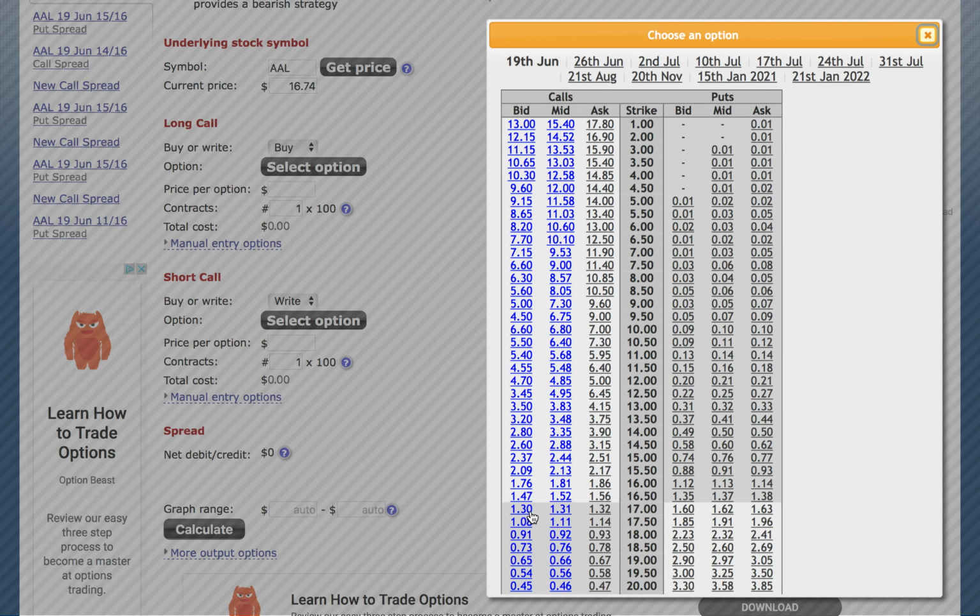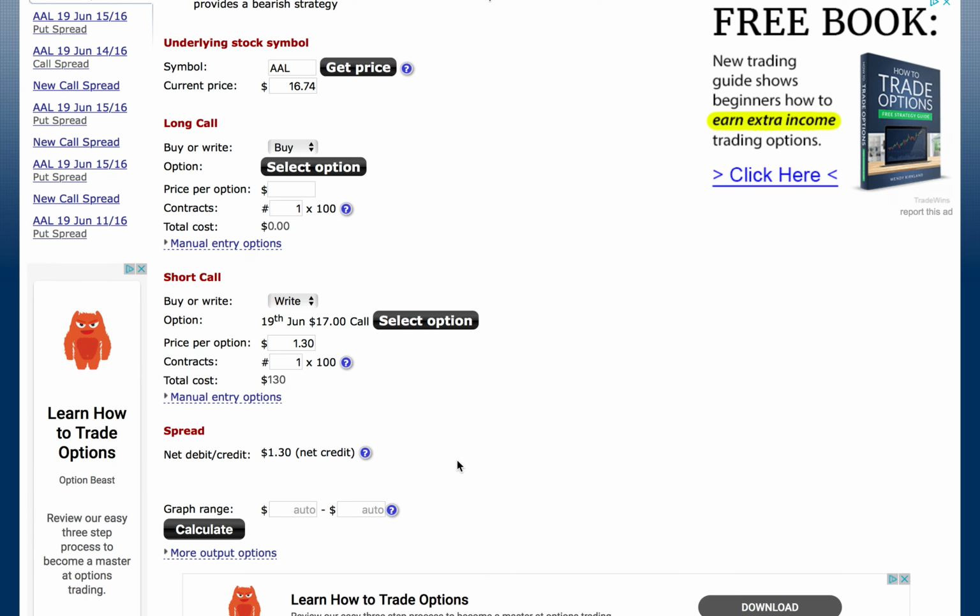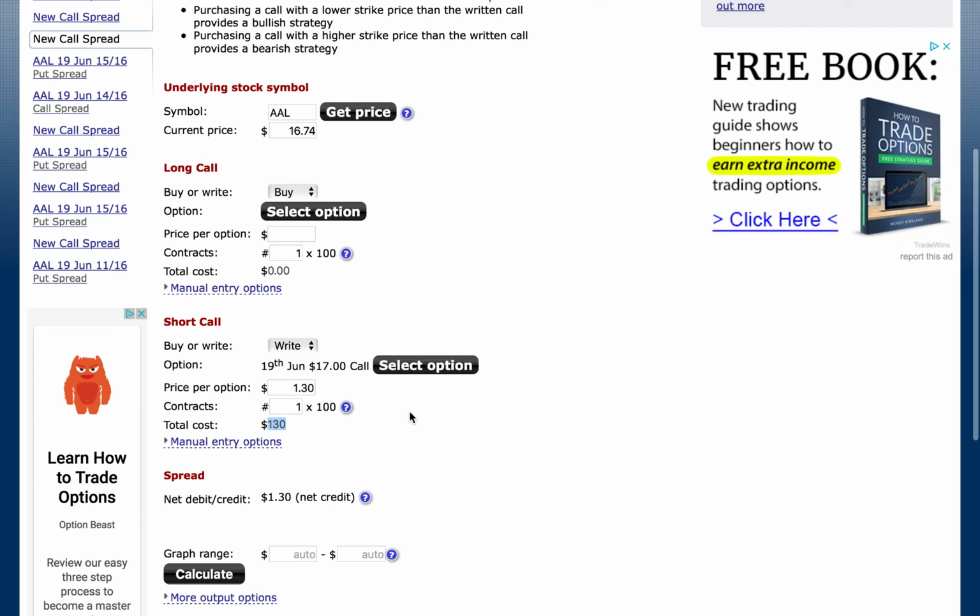And as you can see, we're going to receive $1.30 per share. And since there's 100 shares, we're going to get a $130 credit, which is what you see here, right? The total cost is $130. Now, this is what this is saying, right? We're going to sell a call that expires on June 19th for a $17 strike price. So this is good, right?